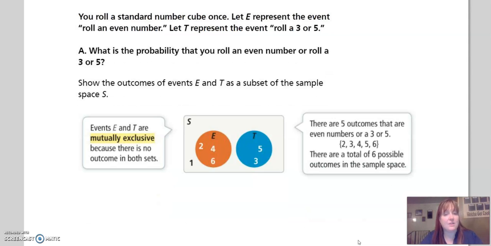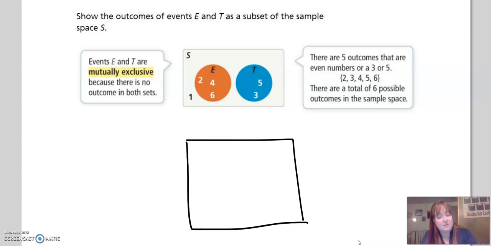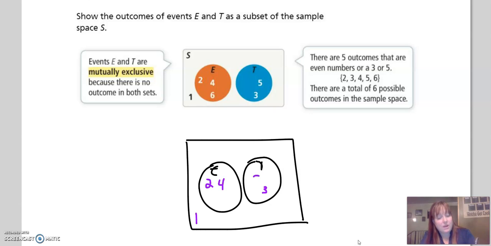You draw your Venn diagram, and because these are mutually exclusive, a number cannot be even and also a 3 or a 5 at the same time. So we're going to draw a Venn diagram so that they show mutually exclusive events. Okay, so we've got this Venn diagram. E is here, T is here, and they are mutually exclusive. So what are my options? I could roll a 1, which is neither. I could roll a 2, a 3, a 4, a 5, or a 6. Okay, so those are all of the different options that I have.